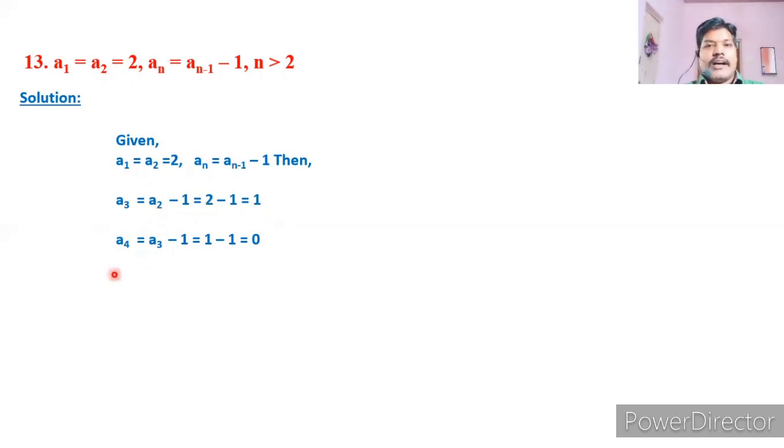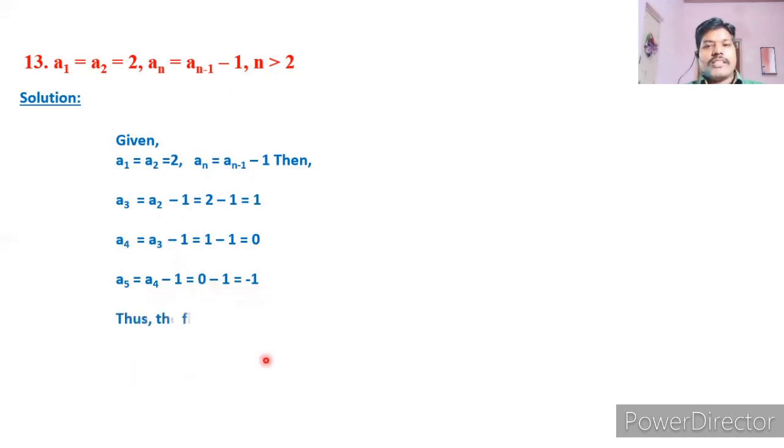Similarly, calculate the fifth term. The fifth term is nothing but a5. The a5 value is nothing but a4 minus 1. Why? Because 5 minus 1 is nothing but 4. So it will become a4 minus 1. What is the a4 value? The a4 value is 0. So it will become 0 minus 1, which is minus 1.